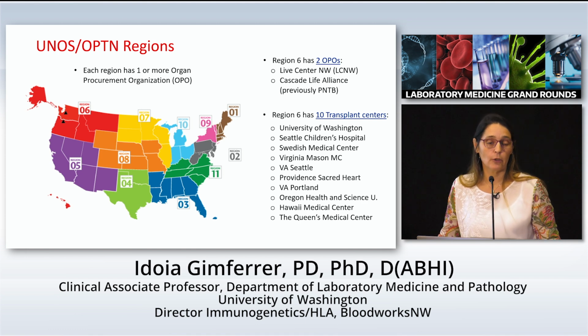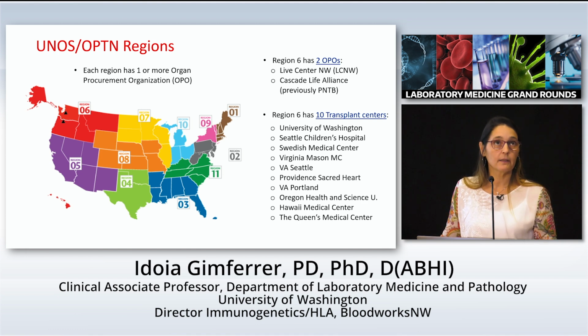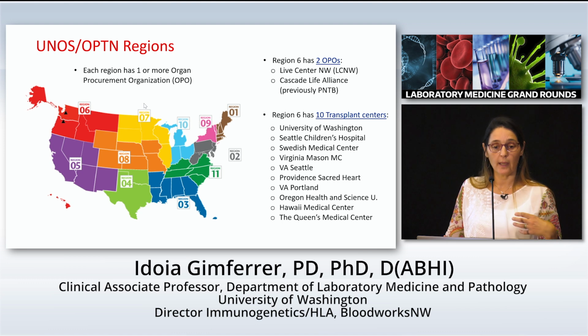This is how UNOS and OPTN divide the country so it's easier to manage. They divide the country in regions. We are region 6. Every region has at least one OPO. OPO is the Organ Procurement Organization. It's the team that goes to the hospitals where there is a potential deceased donor and deals with the family, takes care of the donor and the family, and tries to harvest the organs. Here in region 6, we have 2 OPOs, one in Seattle, Life Center Northwest, and one in Portland, Oregon, that is called Cascade Life Alliance. They just changed the name.